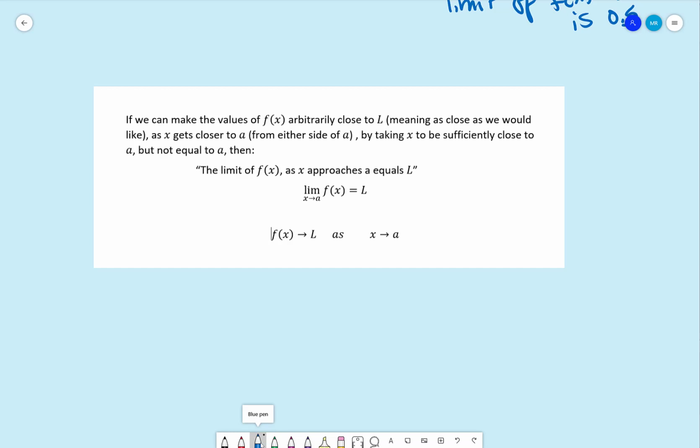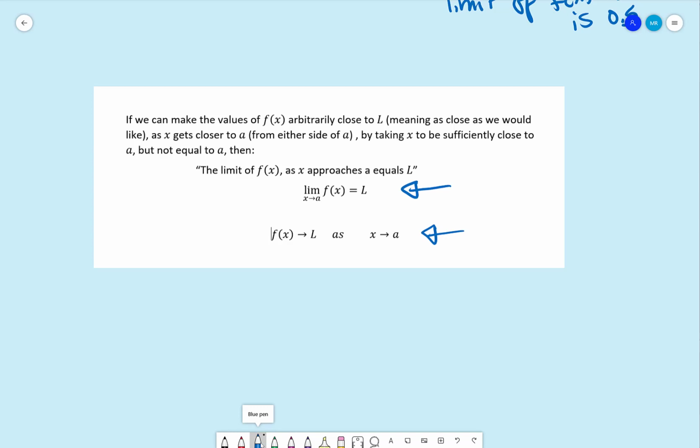So what it says here is, if we can make the values of f of x arbitrarily close to L, meaning as close as we would like, as x gets closer to a from either side of a, by taking x to be sufficiently close to a but not equal to a, then the limit of f of x as x approaches a equals L. And we write it in two ways. We can write it either as the limit or in this form with arrows.